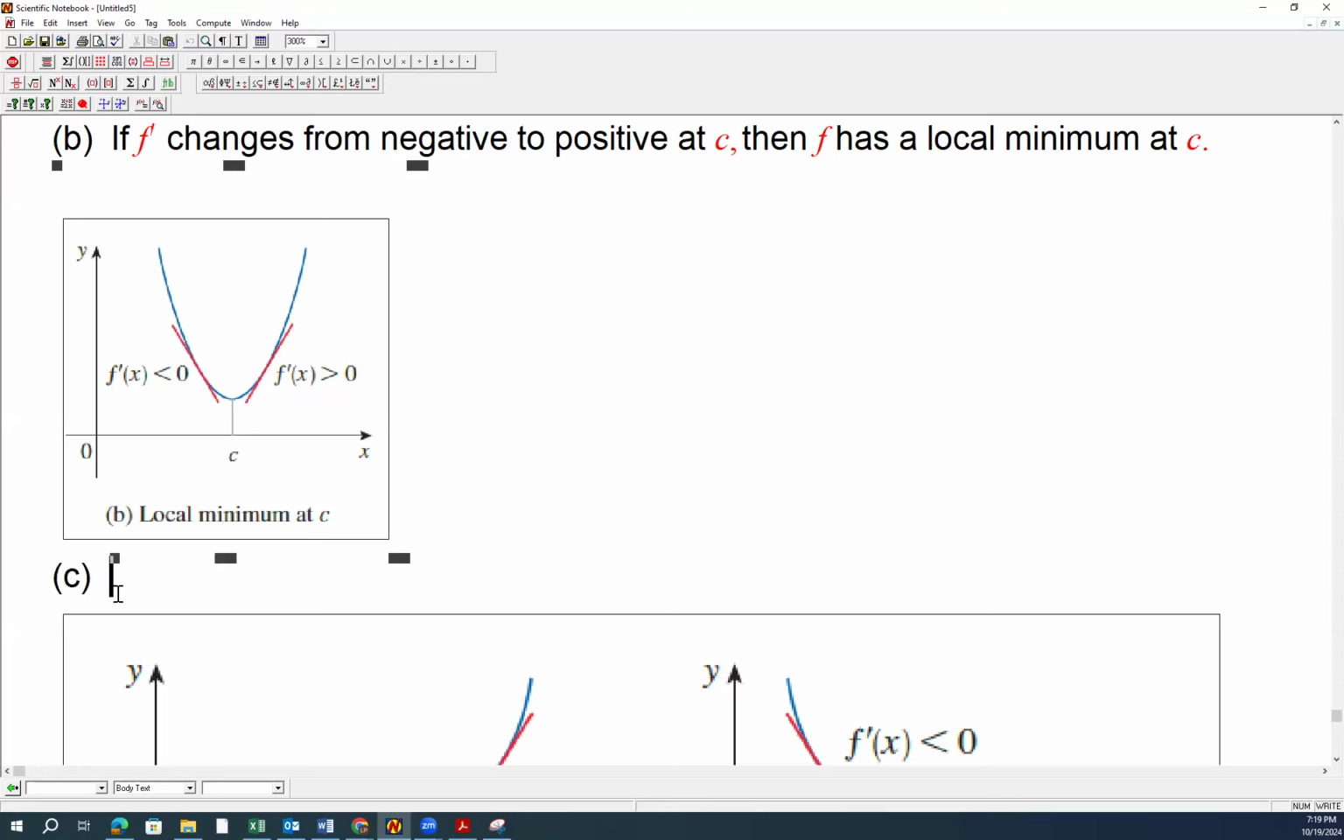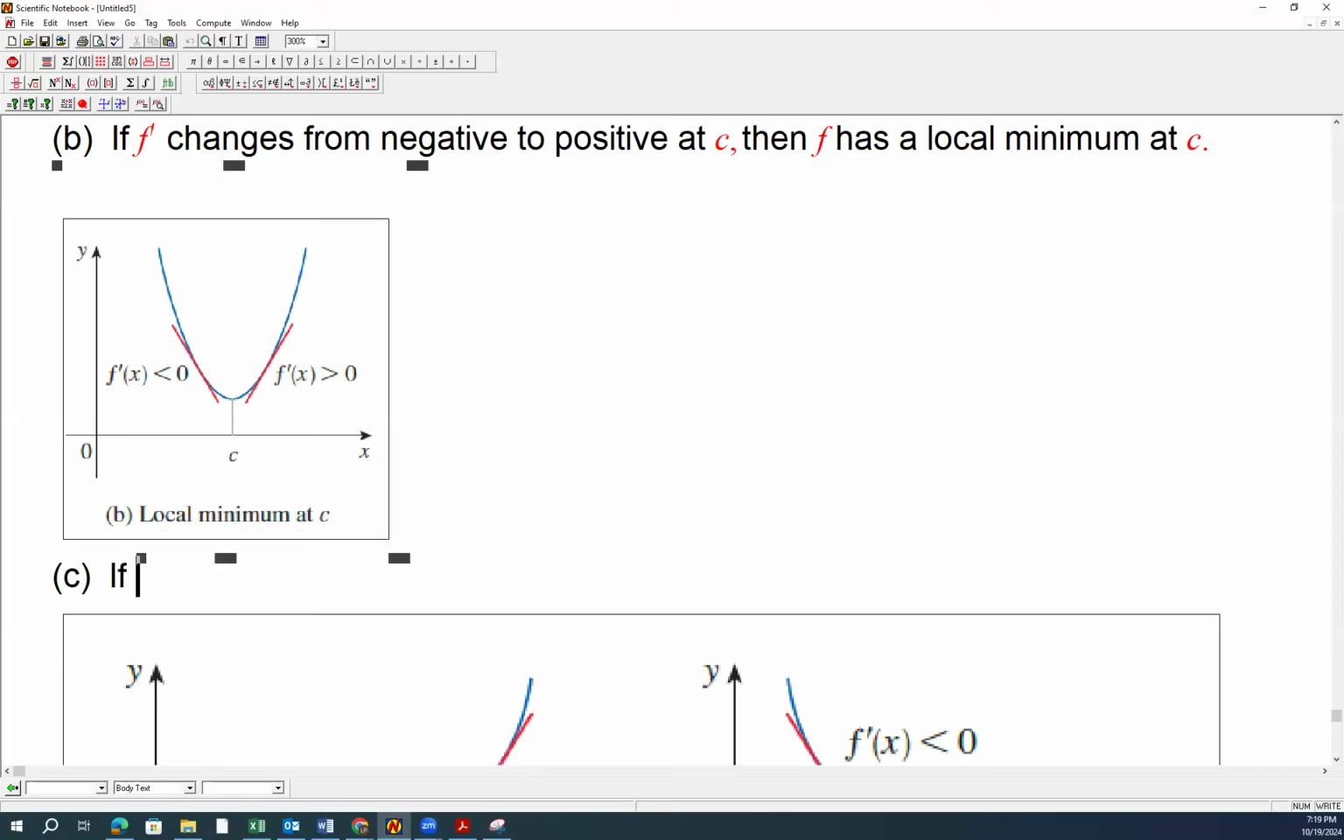What if there are no changes, right? What if we have a case like from positive to positive and from negative to negative? In those cases, there's no maximum nor minimum. So we're going to type that statement. If f prime is positive to the left and right of C or negative to the left and right of C, then there's no local maximum or local minimum, or there's no change, right?